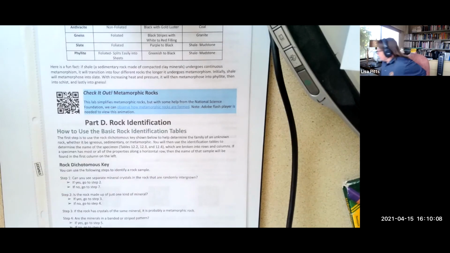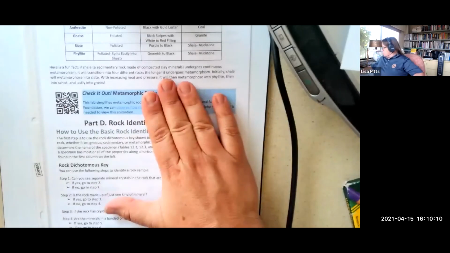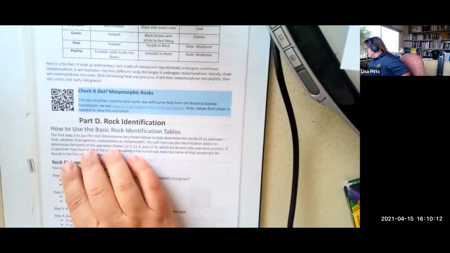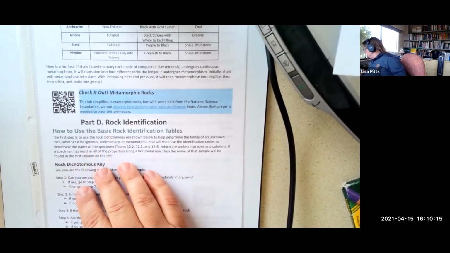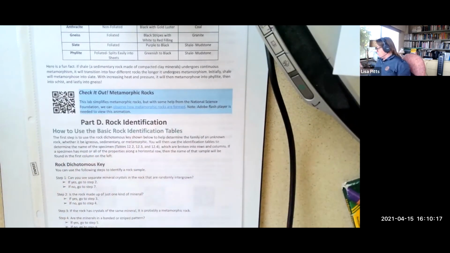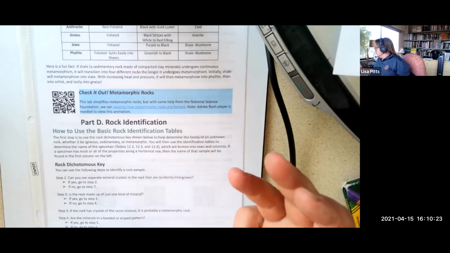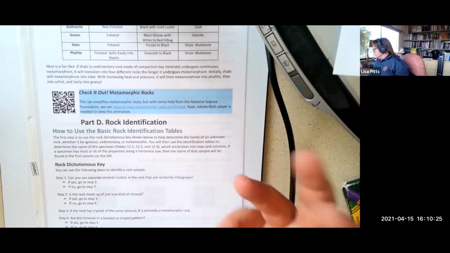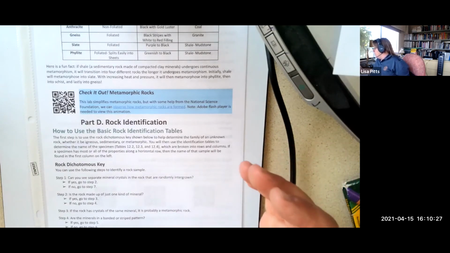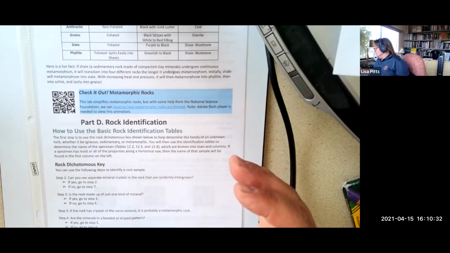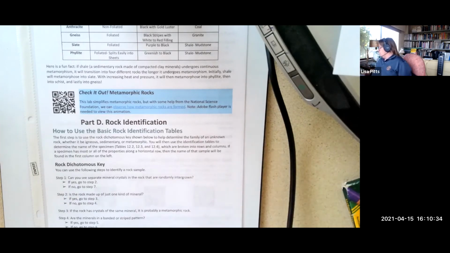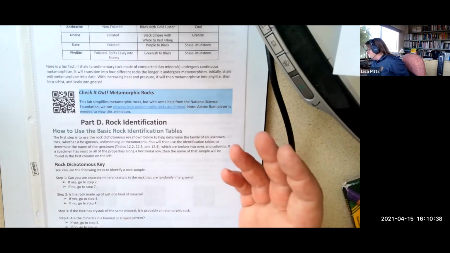Thank you. All right, so how to use these tables. The first step is to determine the family of the unknown rock. That means determine if it's igneous, metamorphic, or sedimentary. And then you'll use the table to determine the name of it. You'll look at other properties along the horizontal row. So we'll do one together.